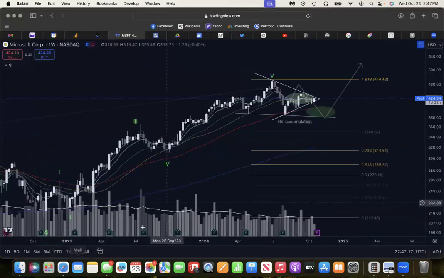So that is what we were seeing in the markets when we did our analysis for Clarity last week. Hope that's helpful. We'll see how it goes.